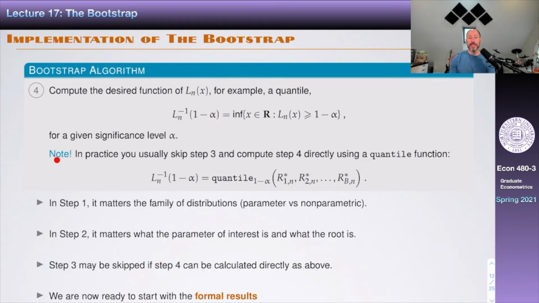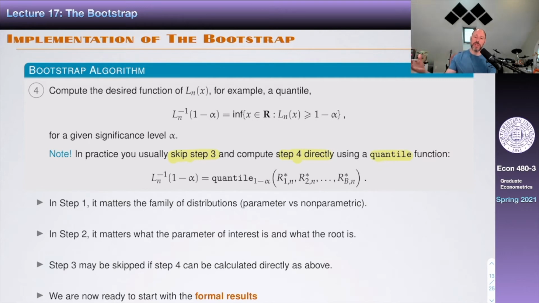In practice, if you just do this on a computer, step 3 can be skipped, in particular because most often we're looking for quantiles. So in practice, usually skip step 3 and compute step 4 directly using some quantile function. Generically, whatever software you're using, you say what is the quantile that you want? It's just the 1 minus alpha quantile of your list of roots that you computed for each Bootstrap sample. So in reality, you're just going to have 3 steps most often.